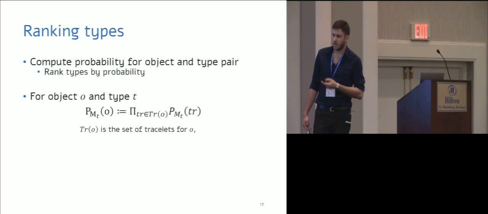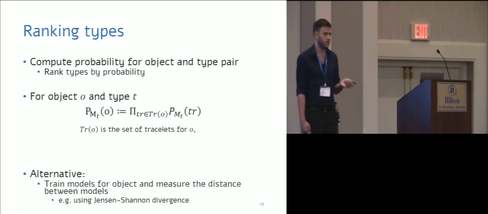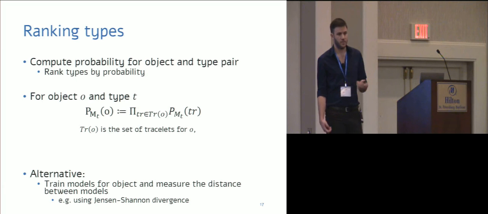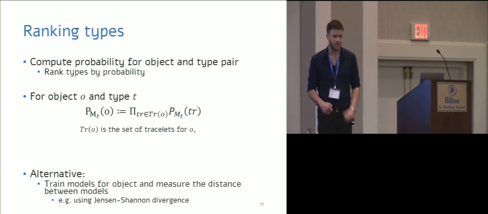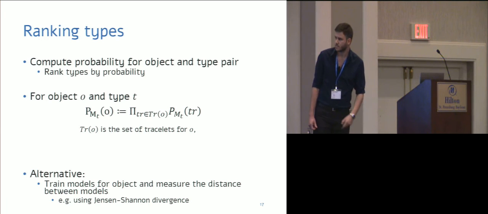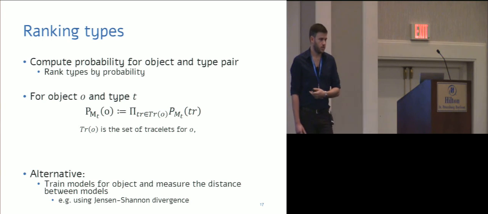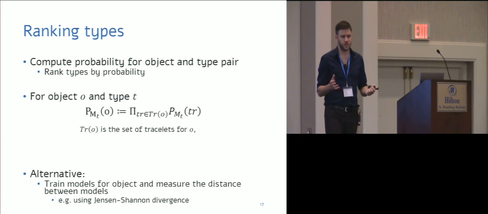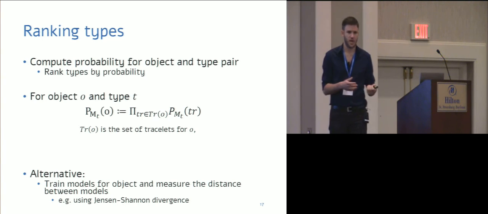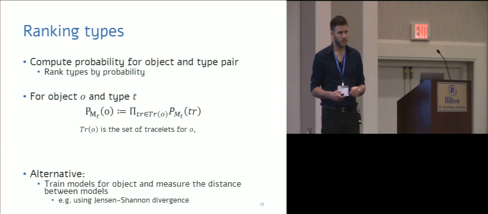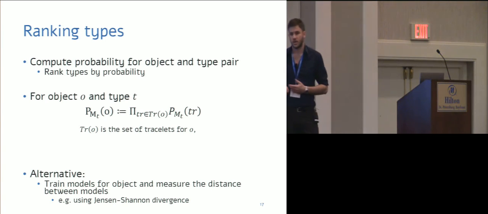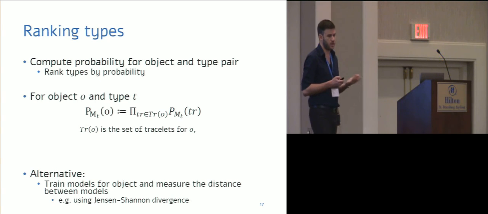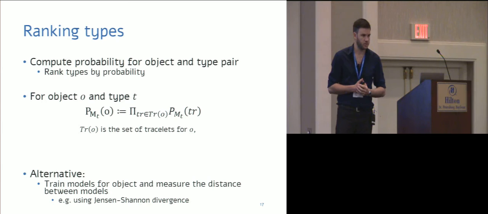As a side note, an alternative could be to train a model for each object and measure some distance between them. But in this work, we've opted to go with the product probability instead. At this stage, we've actually finished our prediction, and we have a ranking of types for each object. And now, using this ranking and the knowledge of which object is used in each virtual call, we can deduce the ranking of targets that we needed for our calls.